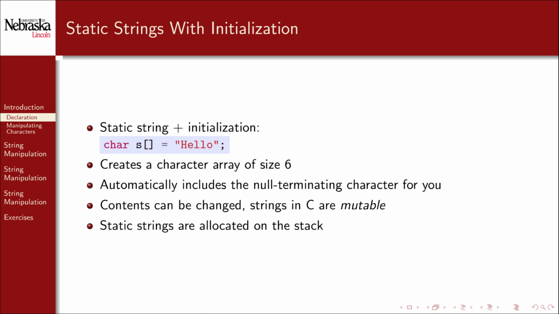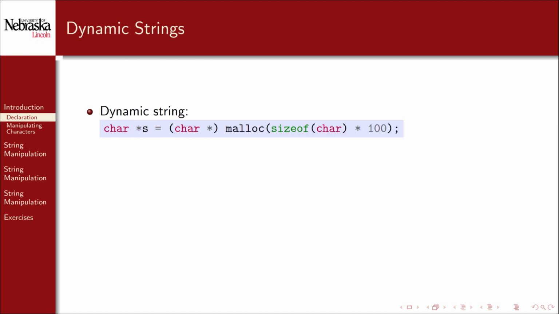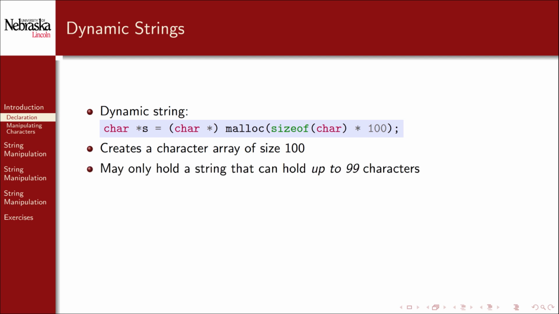As with static array declarations, static strings are allocated on the stack and come with all the same limitations. That's why you'll probably mostly want to work with dynamic strings. Dynamic strings are created using malloc and casting to a character pointer. Characters are almost universally 1 byte, but we'll stick with the best practice of using the sizeof macro. The declaration and initialization again creates a character array of size 100. So as before, it can only hold a string of up to 99 characters, because room is needed for the null terminating character.